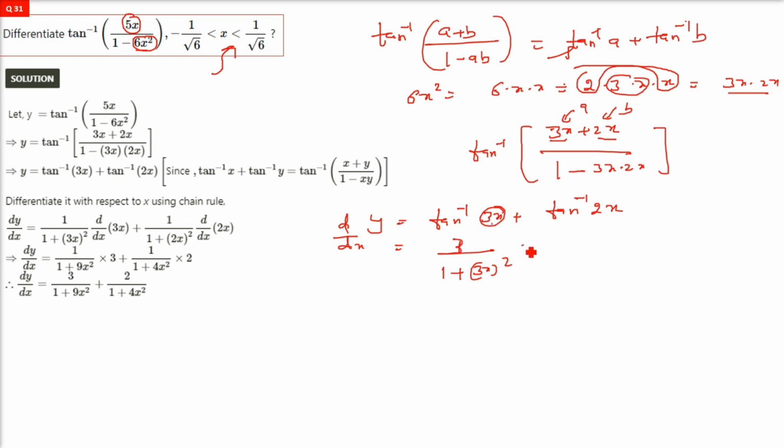The differentiation of 3x is 3. Tan inverse 2x gives 1 by 1 plus 2x whole square, and differentiation of 2x is what? 2. So this is the final answer. And 3x square is 9x square, and 2x square is 4x square. So just keep it like that.